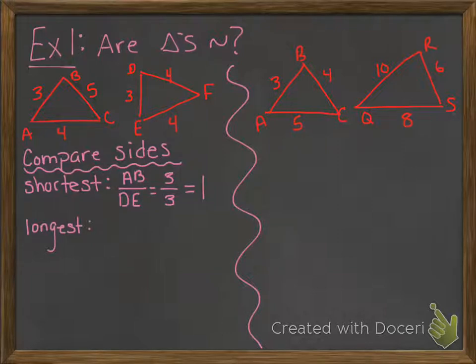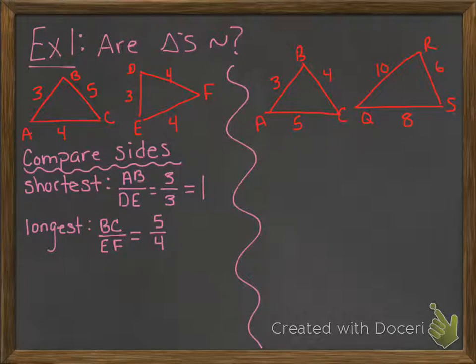All right, what's my longest side of triangle ABC? BC. Right here, right? We're okay with that? And I'm going to put that over what? BC over EF. All right, I'm going to use EF too. Does it matter if I use EF or DF? No, because they're the same. Good. I'm going to use BC and EF, and I get 5 over 4. Can I simplify that? No.